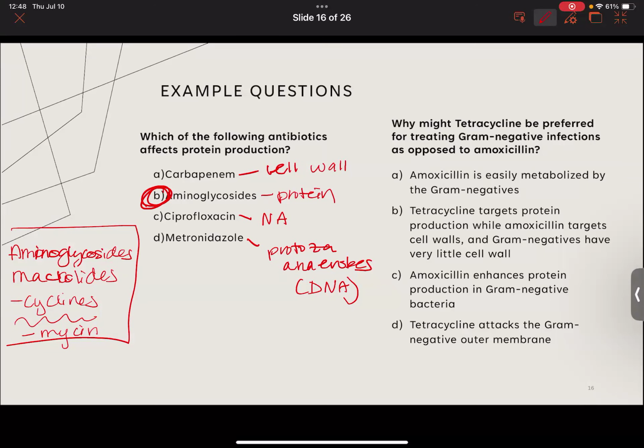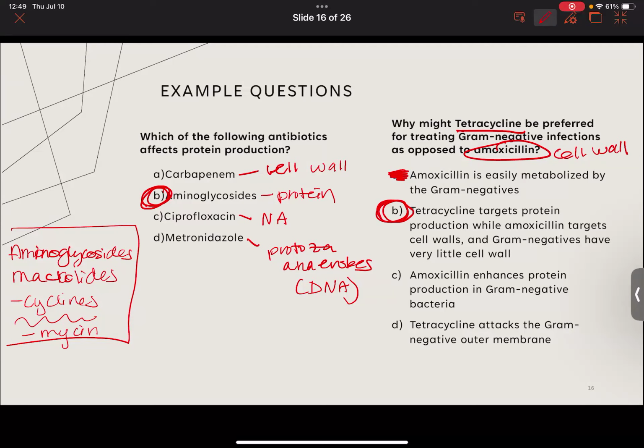Why might tetracycline be preferred for treating gram-negative infections as opposed to amoxicillin? So we know amoxicillin affects the cell wall. Gram-negatives have a very thin cell wall, but they also have an outer membrane. So they're not as reliant on the cell wall, which we learned about in lab, right? So let's go through it. Amoxicillin is easily metabolized by gram-negatives. That's not the reason. Tetracycline targets protein production, while amoxicillin targets cell walls, and gram-negatives have very little cell wall. It's going to be B, probably.